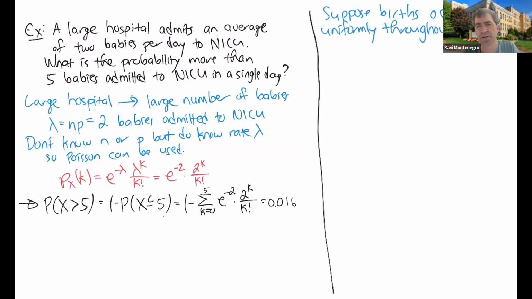So suppose births occur uniformly throughout the day. But we still need to worry about capacity. Having more than 5 babies admitted in a day could be a problem, but having too many babies admitted in a short period of time could also be a problem. So what is the probability that 2 or more babies, NICU cases, let's say before 8 a.m.